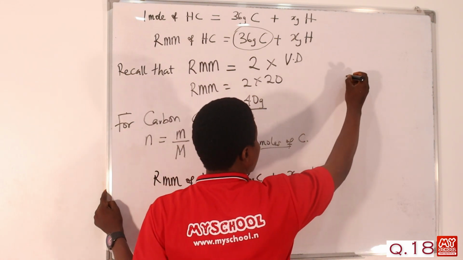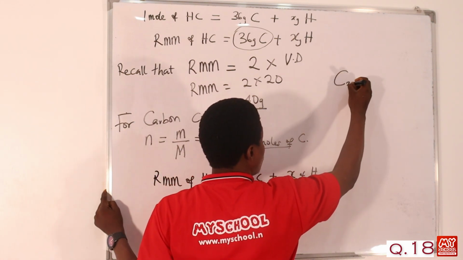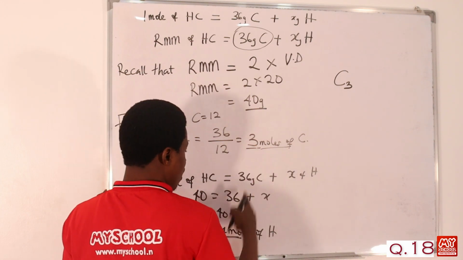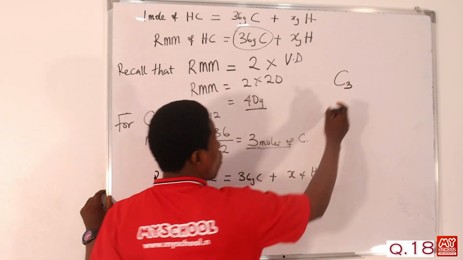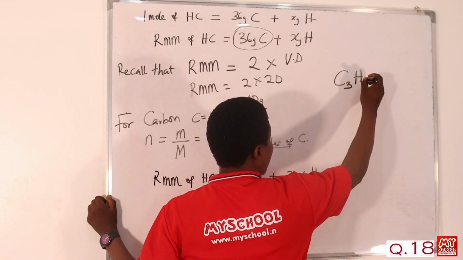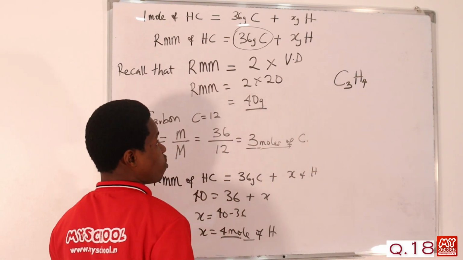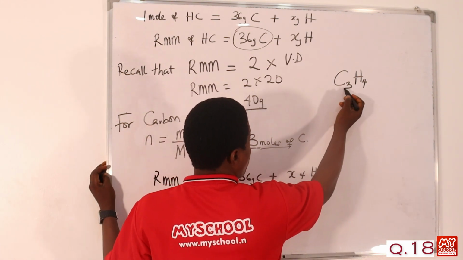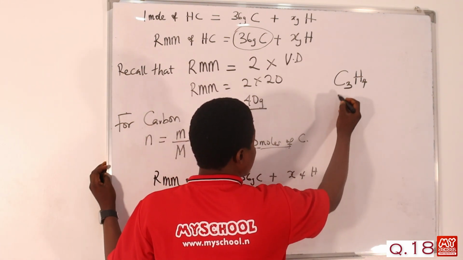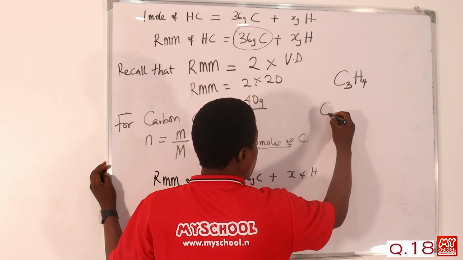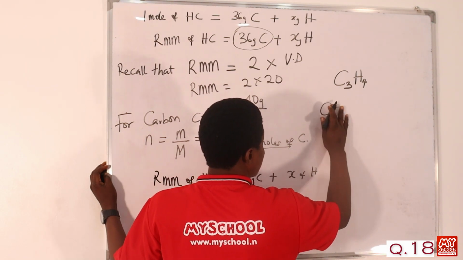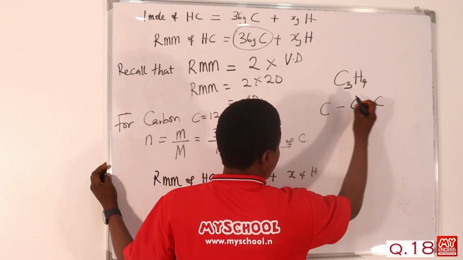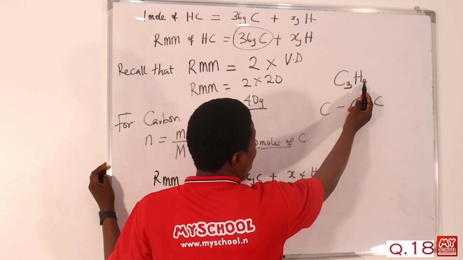So in other words, the molecular formula will be carbon 3, while hydrogen will be 4. If carbon is 3, hydrogen is 4. So let's try to draw out the formula now. Carbon is 3, so we have the first carbon 1, the second carbon 2, and then the third carbon, since there are 3 carbons here. Then we have 4 hydrogens.